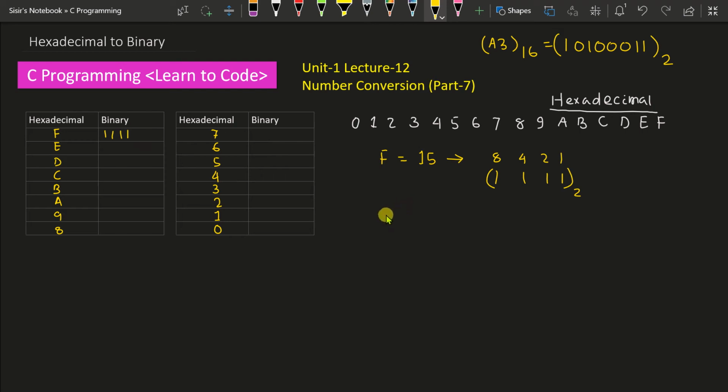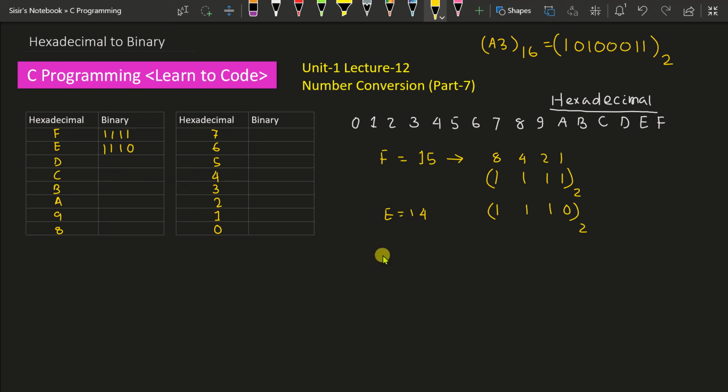Similarly, E is 14. You have to use this formula only. 14 means 8 plus 4 is 12, plus 2 is 14. So 1, 1, 1, 0. This is the binary equivalent of 14. So you have to write 1, 1, 1, 0. Let me count it: 8 plus 4 is 12, 12 plus 2 is 14, right?